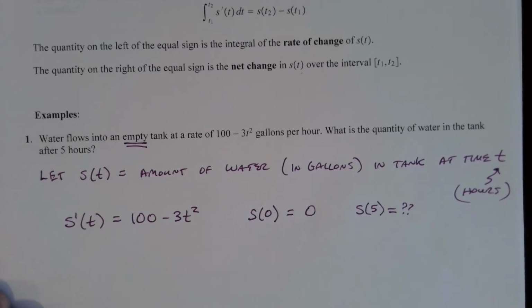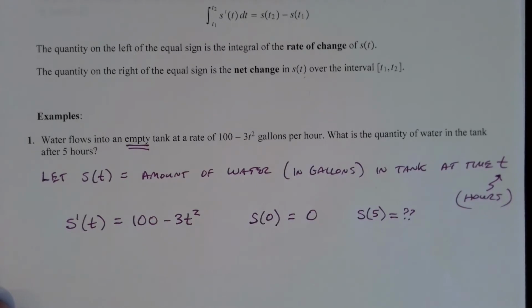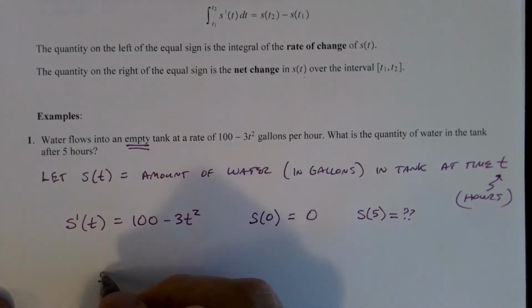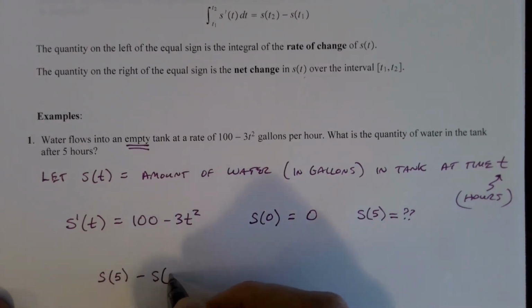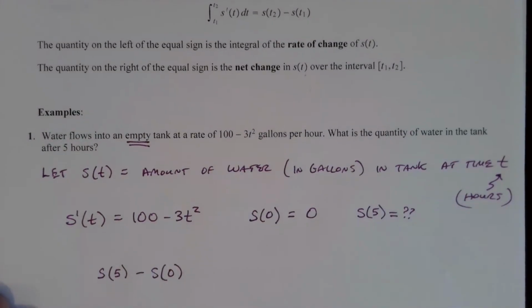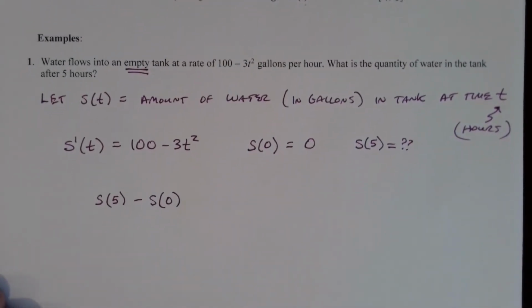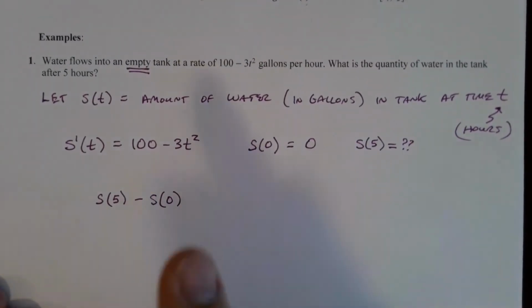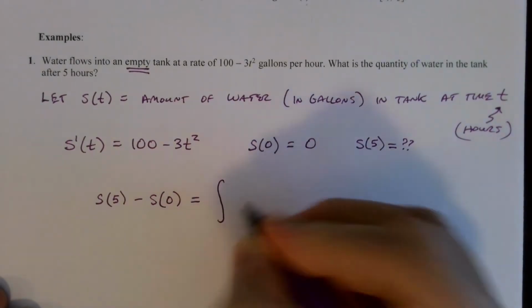Don't know. But the integration will help out here. The definite integral will help out. So the net change over the first 5 hours in the amount of water in the tank is given by this, right? Find out the difference. Of course, S of 0 in this case is 0. But in general, you want to write this out in case S of 0 is something else, so check the problem. There might be some actual quantity of water in the tank.